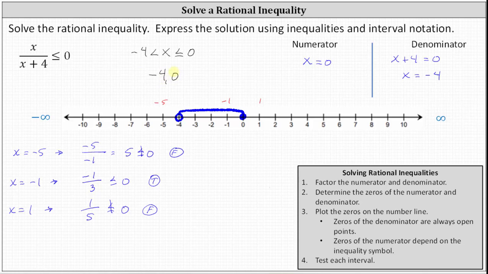The interval is open or does not include negative 4. We use a parenthesis to the left of negative 4. The interval is closed on 0 or includes 0. We use a square bracket to the right of 0. So now we have the solution as an inequality using interval notation, as well as the graph of the solution.